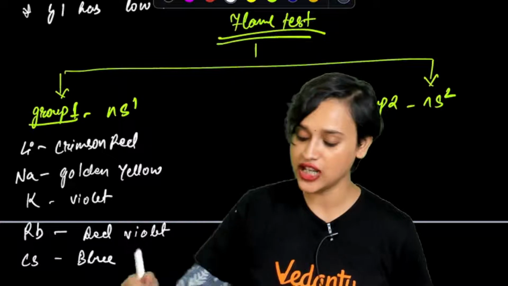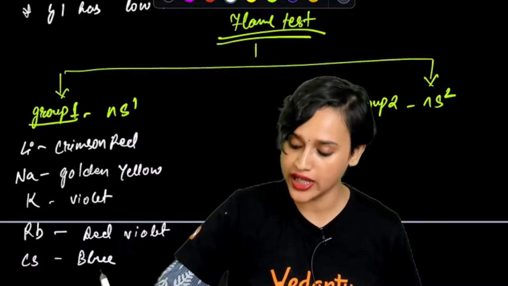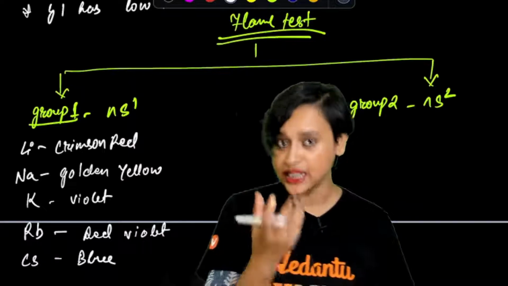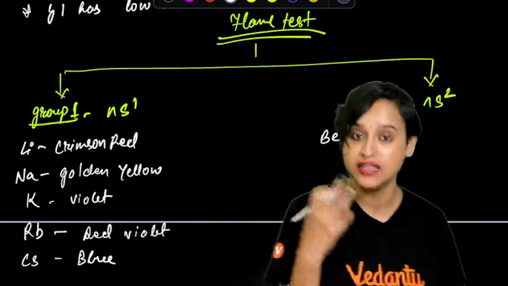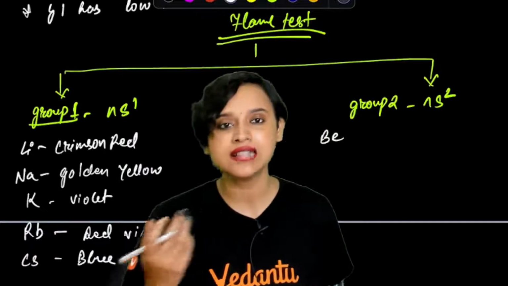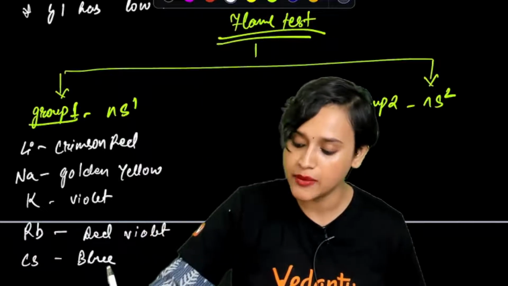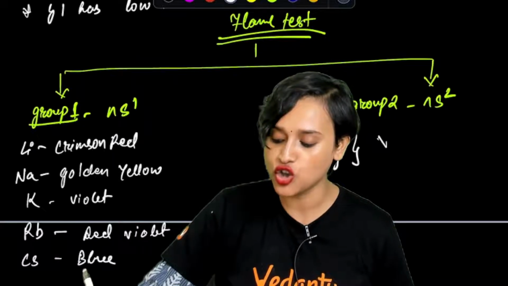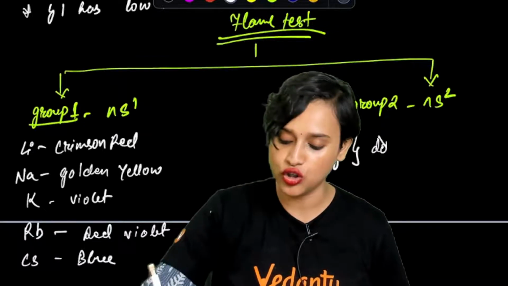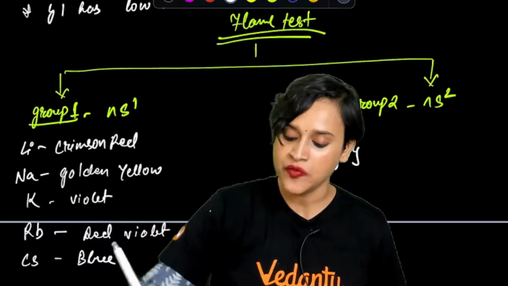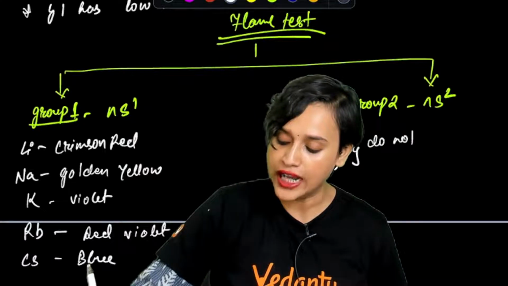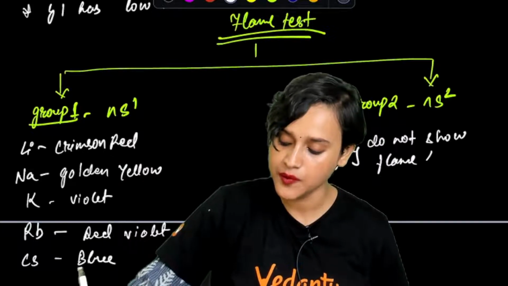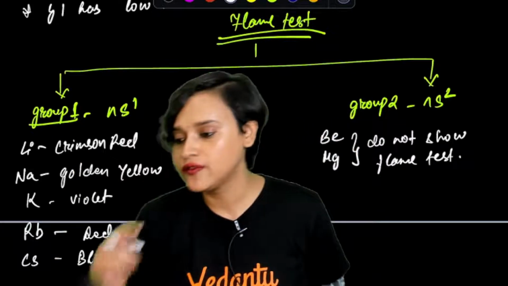Okay, all right, everyone. Moving on now. Now we have beryllium here. Beryllium is smaller in size than lithium, isn't it? Beryllium has a smaller size than lithium, and so does magnesium. Magnesium and beryllium are small in size, and they do not show the flame test.